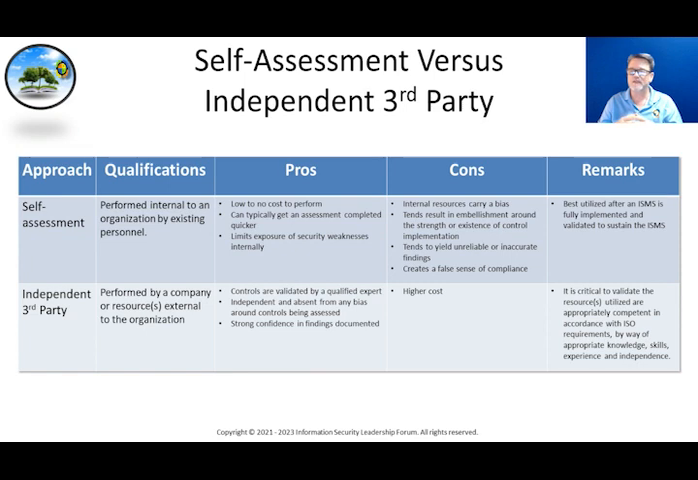If you don't have ISO certified and trained and certified people, then even if they're information security practitioners, they may still not know what ISO requires of that particular control. So you may get some inaccuracies and it creates a false sense of compliance. So it's best utilized after an ISMS is fully implemented.